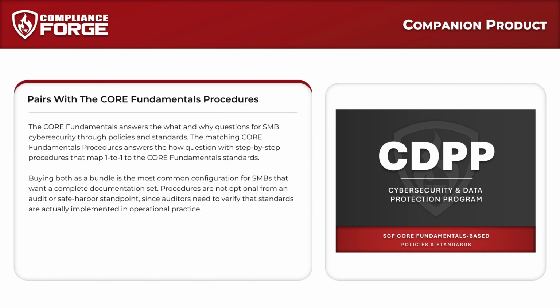The Core Fundamentals answers the what and the why questions for small business cybersecurity through policies and standards. The matching Core Fundamentals procedures answers the how question, with step-by-step procedures that map one-to-one to the standards. Buying both as a bundle is the most common configuration for smaller businesses that want a complete documentation set. And procedures are not optional from an audit or safe harbor standpoint. Auditors need to verify that standards are actually implemented in operational practice.